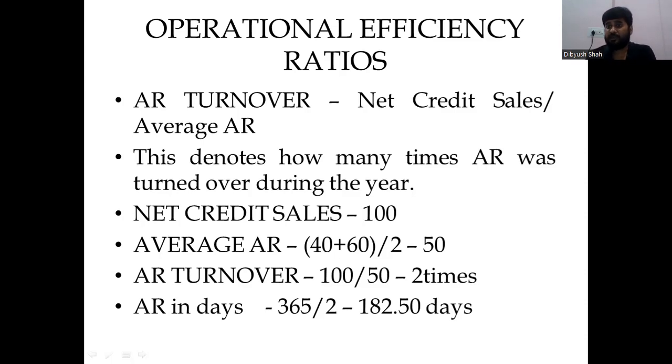That's $50. Now, as per the formula and even going by the logic, my net credit sales is 100 and my average accounts receivable during the entire year, because I've averaged it, I will assume it's outstanding for the entire year, it's 50. That means my AR turnover is 2 times. I was able to collect my entire accounts receivable only 2 times during the year.